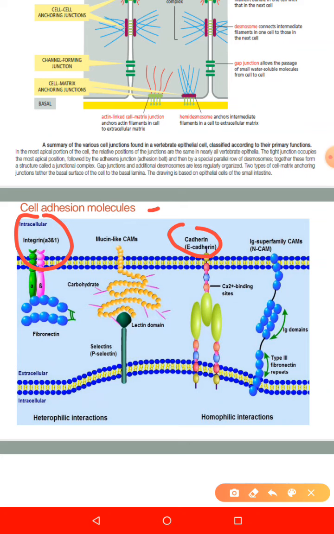Okay, we have the selectins. They act as receptors for carbohydrates and are found in platelets and endothelial cells. We have many of them. We have the Ig superfamily, which forms the cell adhesion molecules in nervous tissue. So in short, cell adhesion molecules, also called CAMs, are protein molecules situated on the cell surface. They help in the formation of these cell junctions.